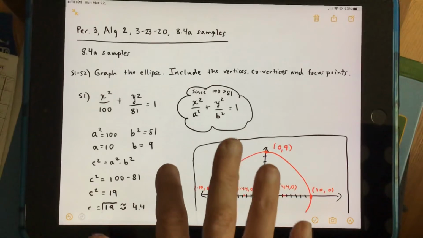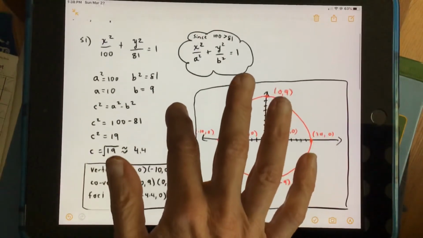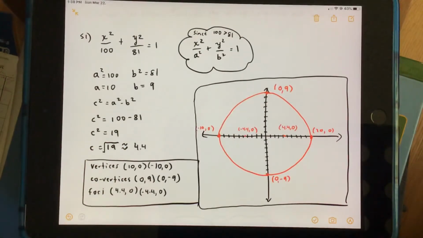So here we begin. Our equation that we will graph first is x squared over 100 plus y squared over 81 equals 1. We're going to recognize that as an equation of an ellipse. We're noticing that we have both x squared and y squared added together with denominators of 100 and 81. Those are going to be our a squared and b squared, and we're equal to 1. So we recognize this as an ellipse equation.